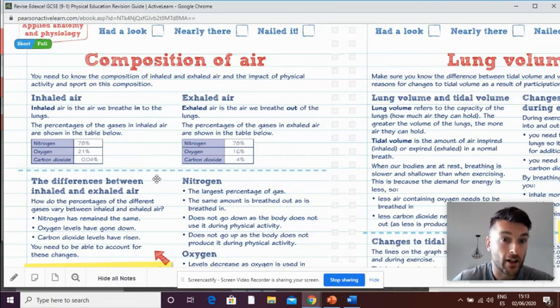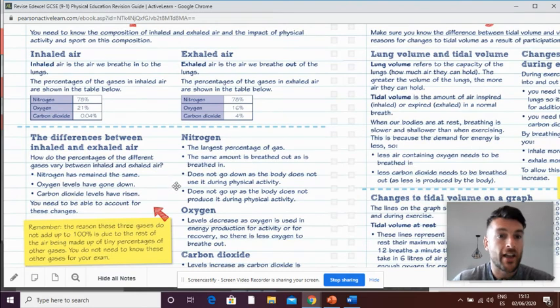So the difference between inhaled and exhaled air. How does the percentage of the different gases vary between inhaled and exhaled air? Nitrogen remained the same, so we don't use nitrogen at all in the body. Oxygen levels have gone down because we've used oxygen for our muscles. And carbon dioxide levels have risen because our body produces carbon dioxide as a byproduct of aerobic respiration.